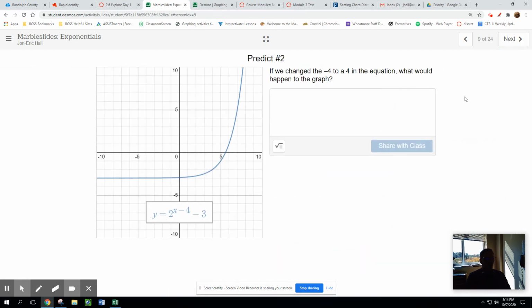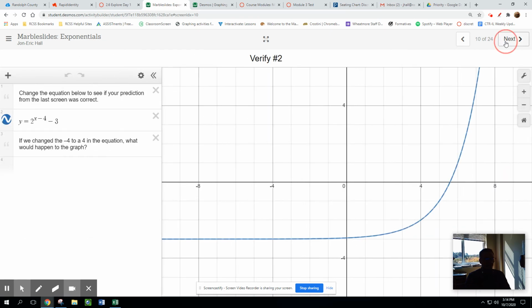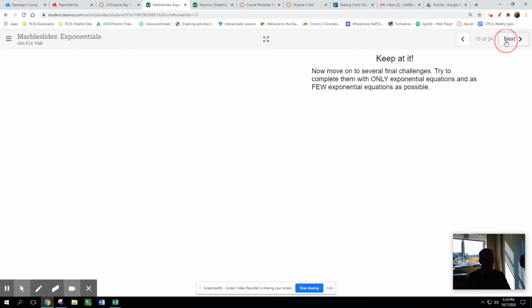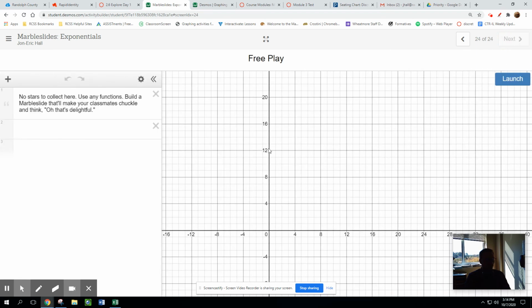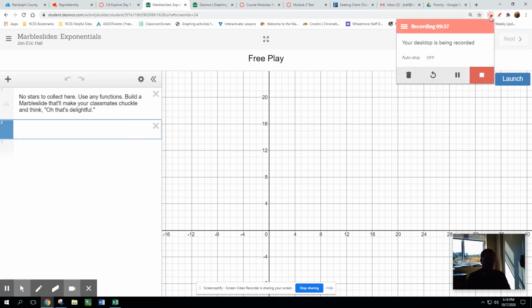And just continue to go through all of these, make the predictions. Part of this is an explorer, so you are going to be exploring what's going on. I'd like for you to continue to go through all of these. Once you get to slide number 24, free play, no stars, have fun with that. I want you to just create a function and then click launch to see what's happening, and take a screenshot of the one that you create. Okay, thank you. Have fun with the marble slide.